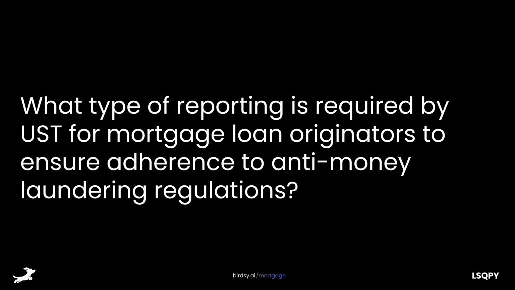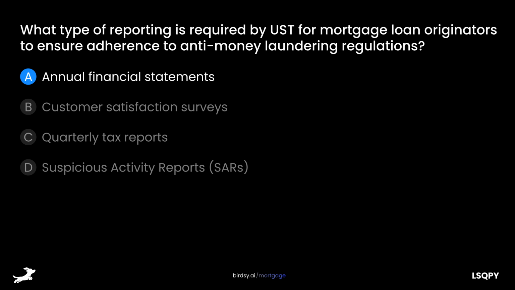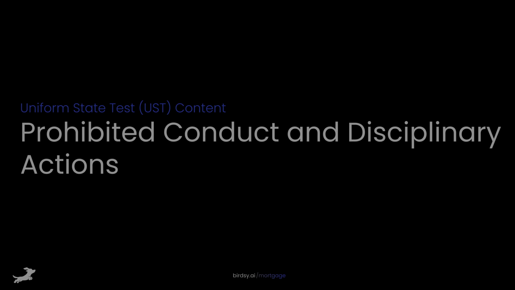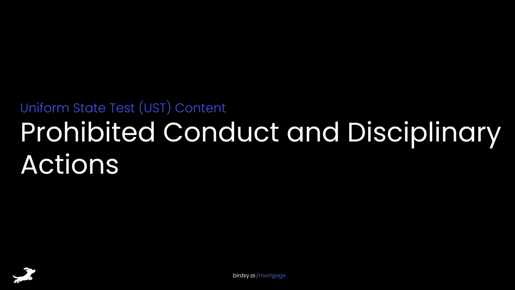What type of reporting is required by UST for mortgage loan originators to ensure adherence to anti-money laundering regulations? Is it A, annual financial statements, B, customer satisfaction surveys, C, quarterly tax reports, or D, suspicious activity reports? The answer is D, suspicious activity reports. Mortgage loan originators must file suspicious activity reports to comply with anti-money laundering regulations, helping to detect and prevent financial crimes. Prohibited conduct and disciplinary actions.